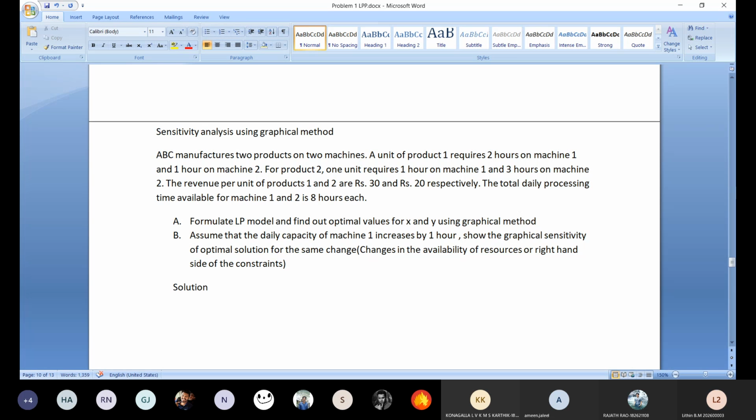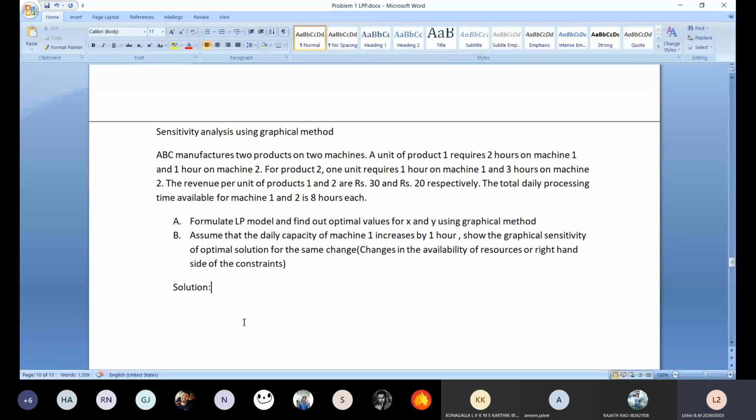Okay, first we'll understand the problem, what it is actually speaking about. See, ABC manufactures two products on two machines. There are two products and there are two machines. A unit of product 1 requires 2 hours on machine 1 and 1 hour on machine 2. So, to produce one unit of product 1, we require 2 hours on machine 1 and 1 hour on machine 2. Then, to produce 1 unit of product 2, we require 1 hour on machine 1 and 3 hours on machine 2.